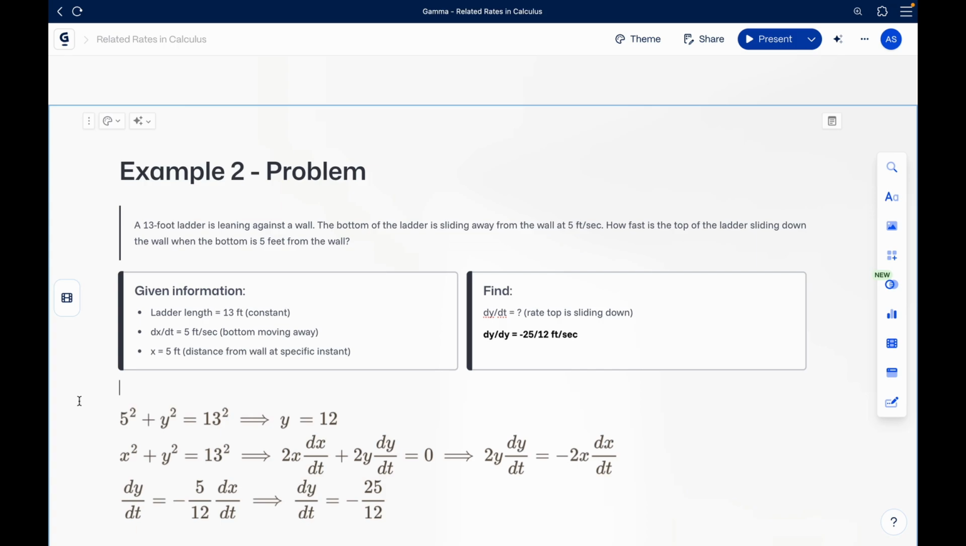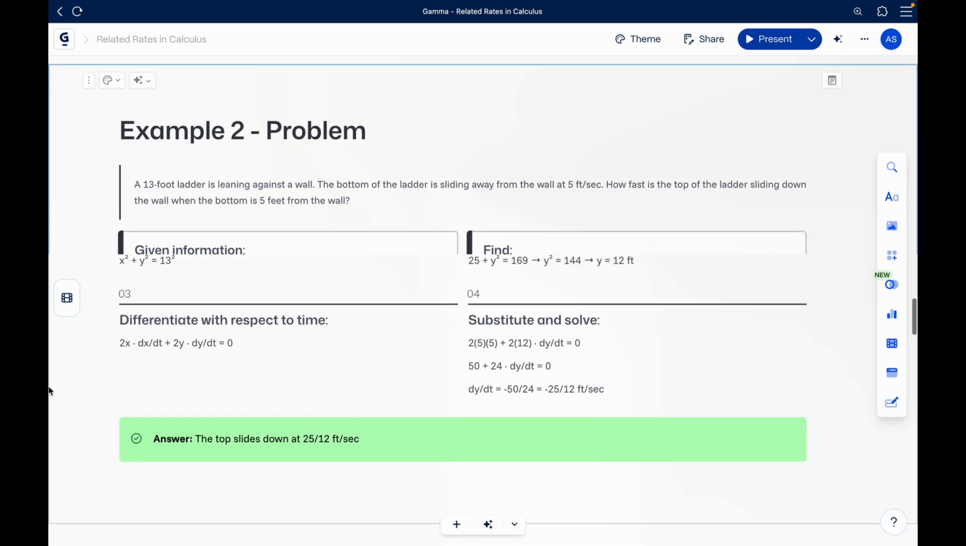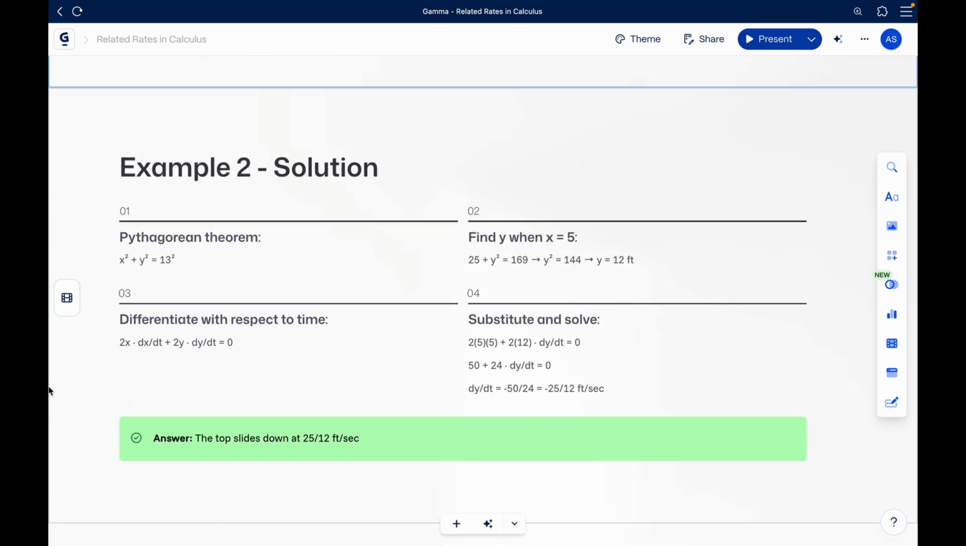And there are more types of problems. So in fact, my next video will be a continuation of this, where I talk more about some of the different types of problems, like flow problems and shadow problems, but I'll explain them later in this video. But first, this is our solution to our example.